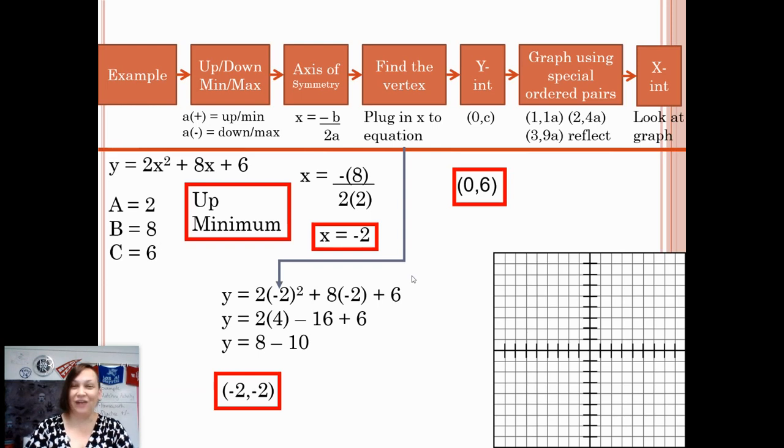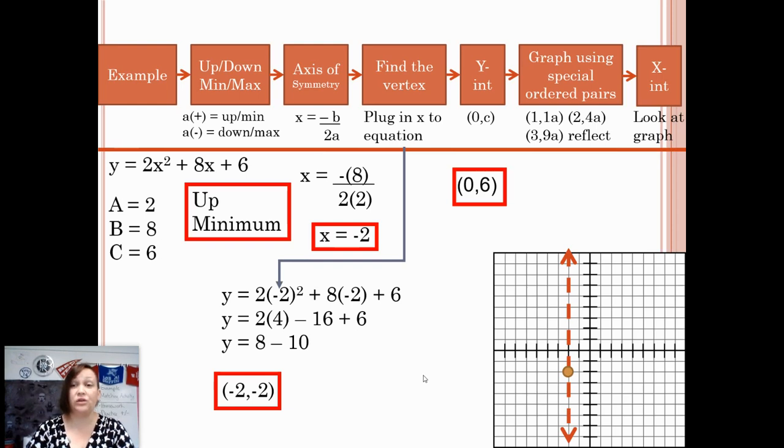All right, let's graph. Remember, we always start the graph with our vertical invisible line, the axis of symmetry. In this problem, it's at x equals negative 2. Next, I'll place my vertex on that line. So negative 2, negative 2. So I'm already at the negative 2, and then I'm going to go down 2, put a dot. Everything we've done so far has been pretty similar to what we've done in the past couple days.